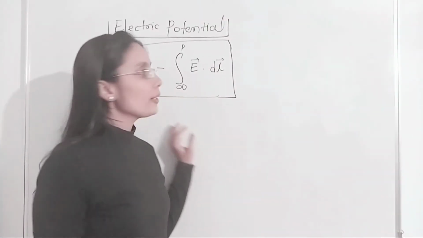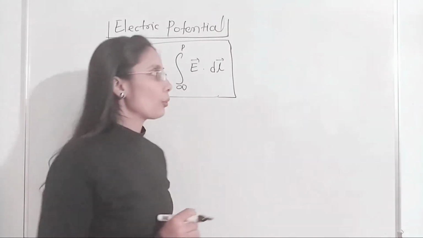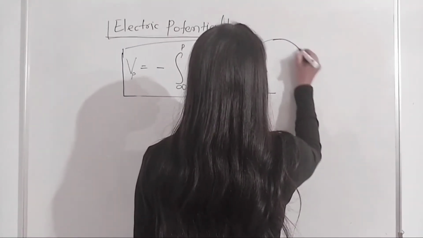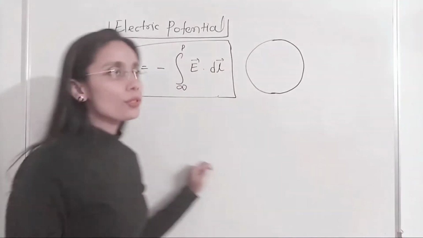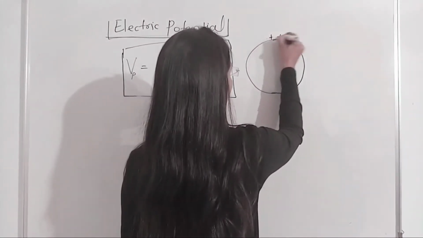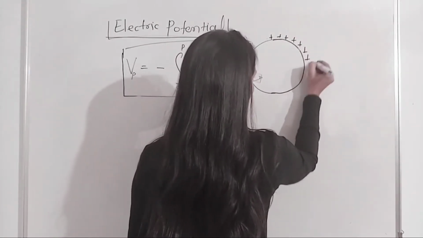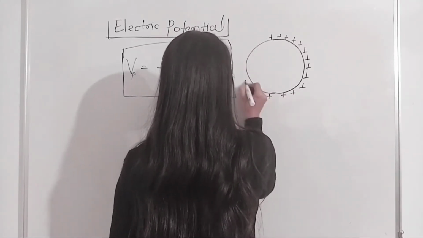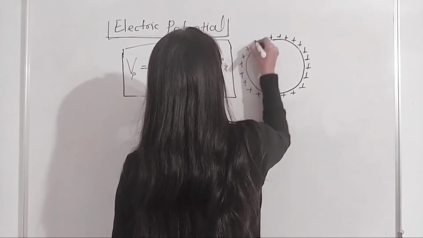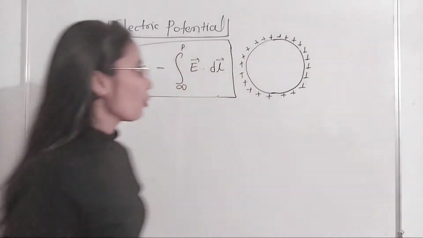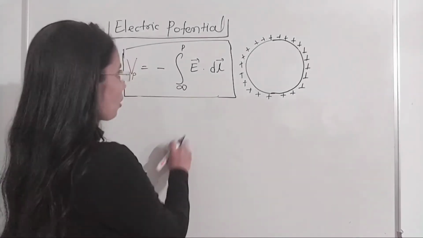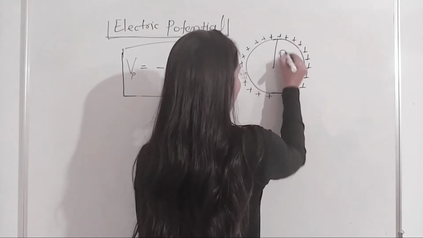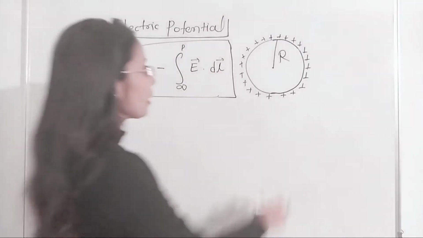So in this lecture we discuss some examples on electric potential. Suppose we have a hollow sphere like this, and the plus q charge is on that sphere. We have to find the electric potential at a point. Suppose the radius of that hollow sphere is capital R.